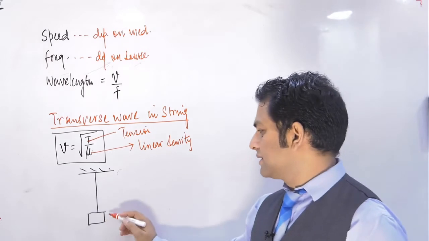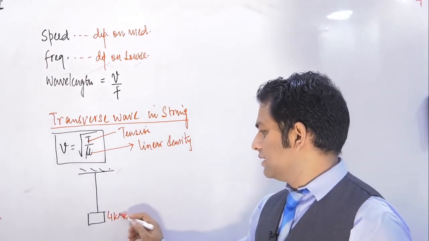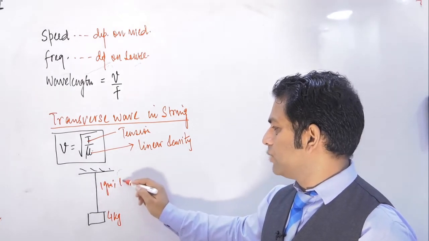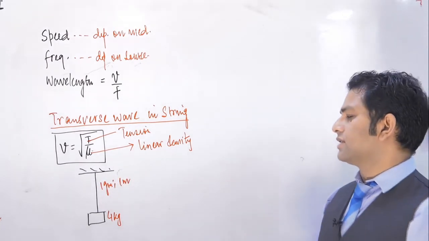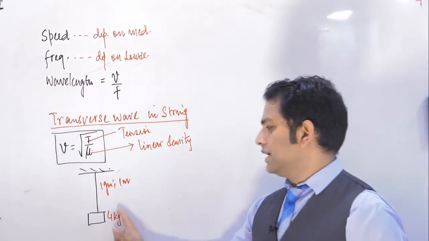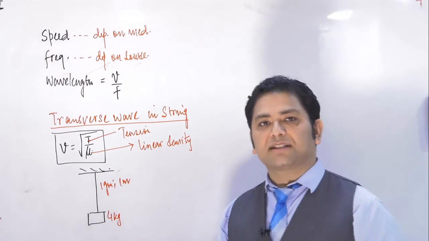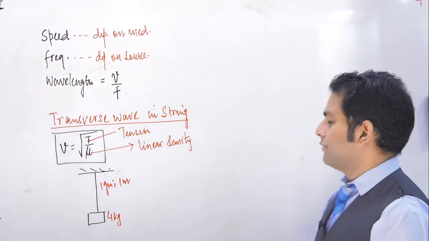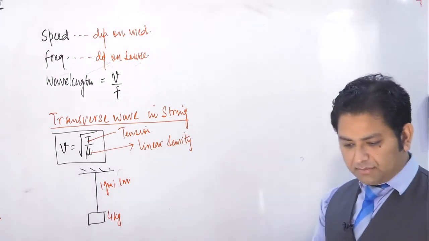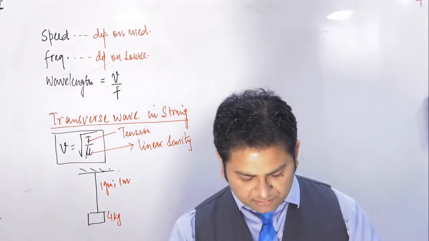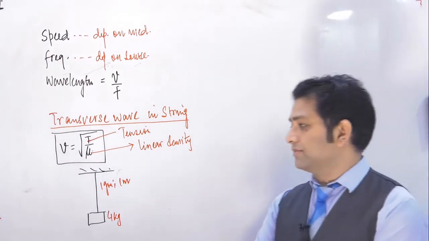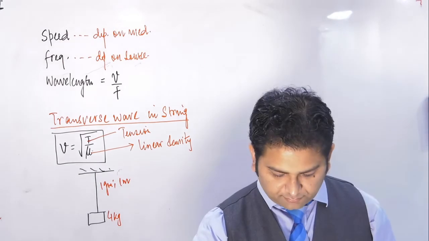Let's say this is 4 kg, this is 1 gram, and this is 1 meter. So the length is 1 meter, the mass is 1 gram, and the mass which is hanging is 4 kg. I would like to calculate the speed of the wave in the string. Please give it a try. How would you calculate the speed of a wave in a string under this condition?